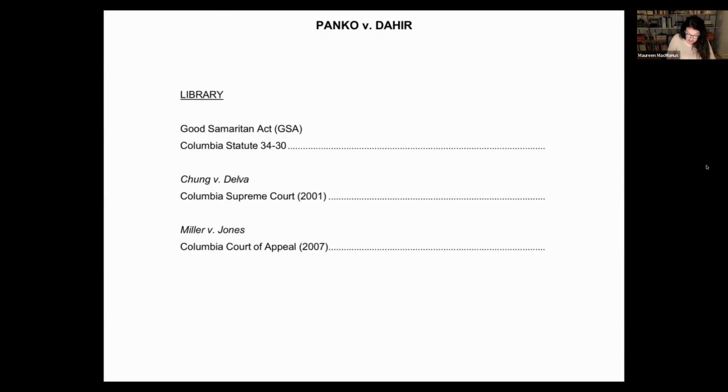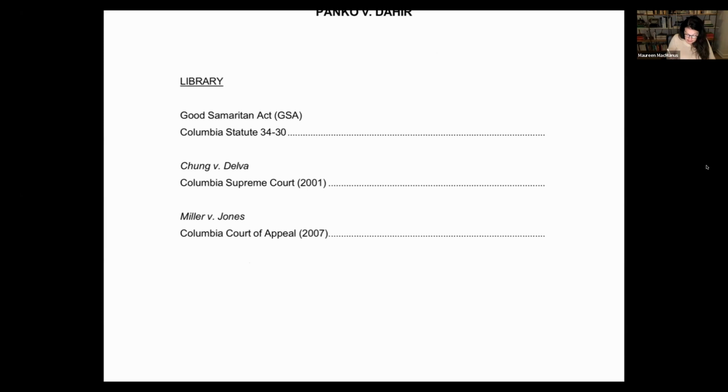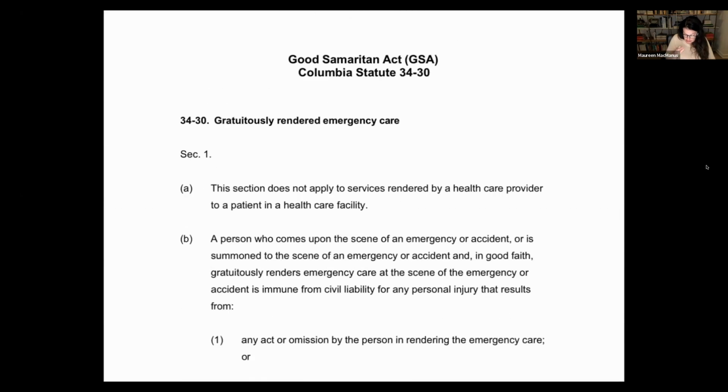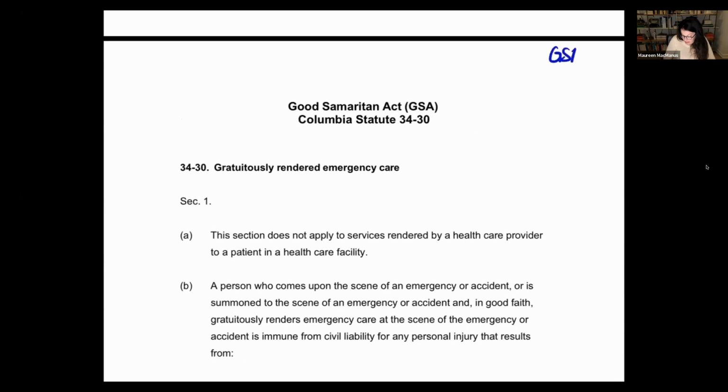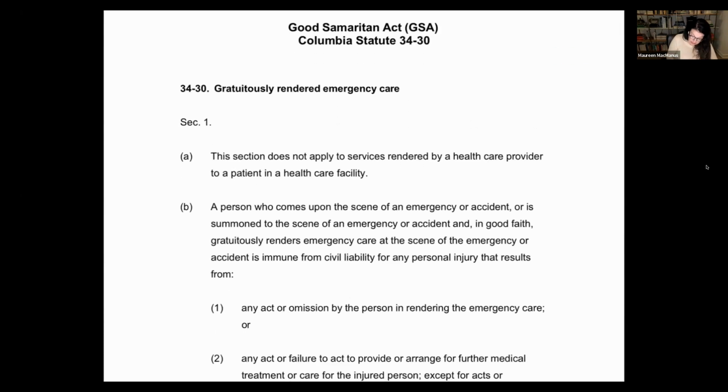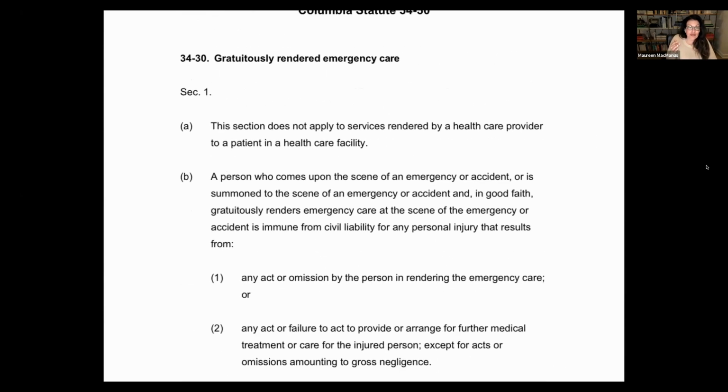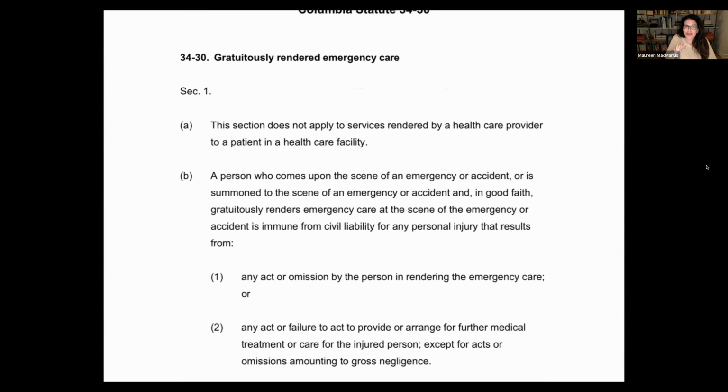So I get the Good Samaritan Act, I get Chung v. Delva and Miller v. Jones. So I get these three authorities, the statute and the two cases rather. So I want to make a note. This is GSA, the Good Samaritan Act. So if I get a statute, this one is not super long, so I'm probably going to read it. If there were a lot of statutes, I'd just skim. But this I actually want to read to see what's going on, because I need to figure out my issues and what I am trying to analyze under the Good Samaritan Act.